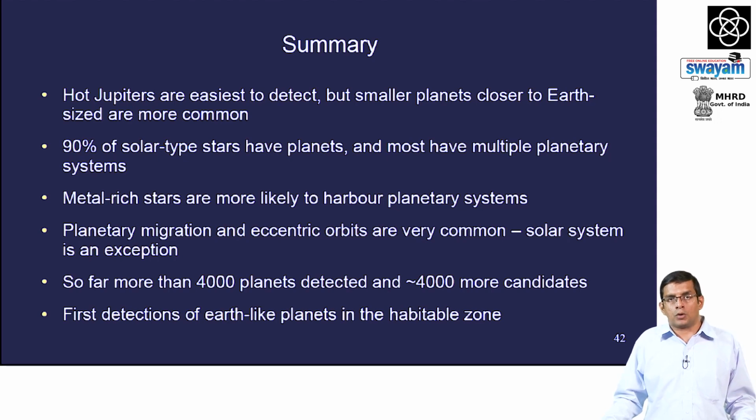So far, more than 4,000 planets have been detected, and nearly another 4,000 are candidates at this point of time, and this number will only grow. The first detections of Earth-like planets in the habitable zone have now been made, and further studies will tell us whether they have atmospheres and other conditions suitable for the existence of life, and future missions will take upon the task of trying to detect signals which might indicate the existence of life on these planets.